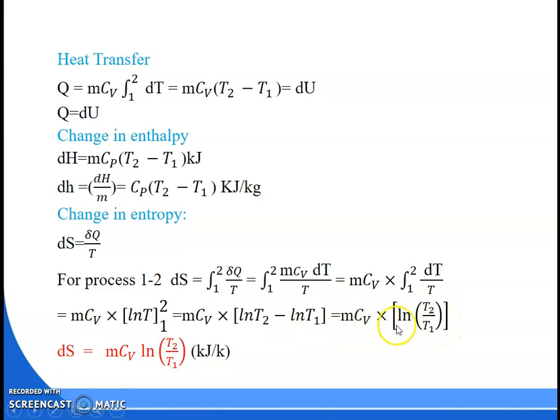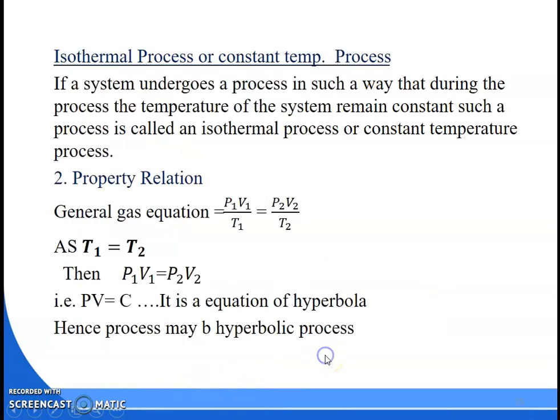So that we got the change in entropy equal to m Cv ln T2 by T1, unit is kilojoule per Kelvin. That is the change in entropy for which process? Constant volume process. If it is a constant pressure process, then m Cp ln T2 by T1. So that is your constant volume process.